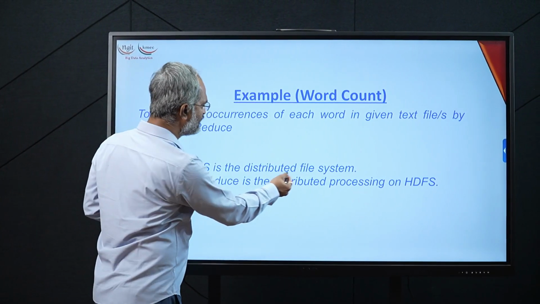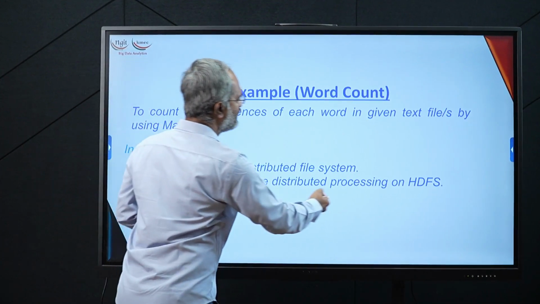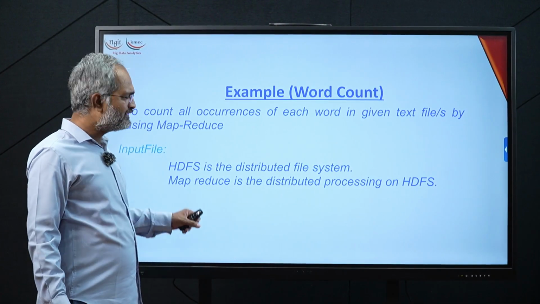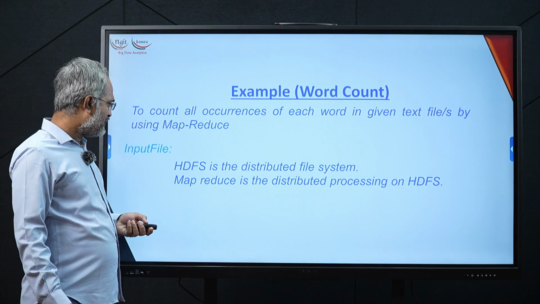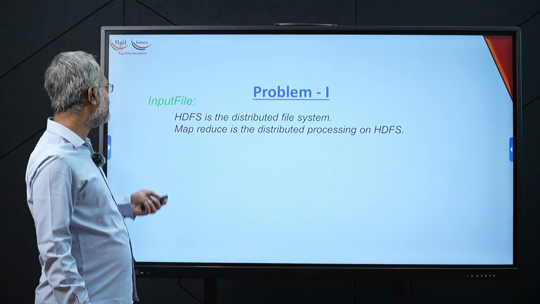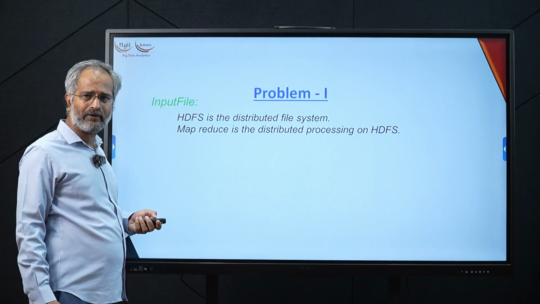Now let us say, for example, I am giving a small file with 2 lines, that is: HDFS is the distributed file system, MapReduce is the distributed processing on HDFS. This is the text I am giving in my input file. Okay, now this is the input file.